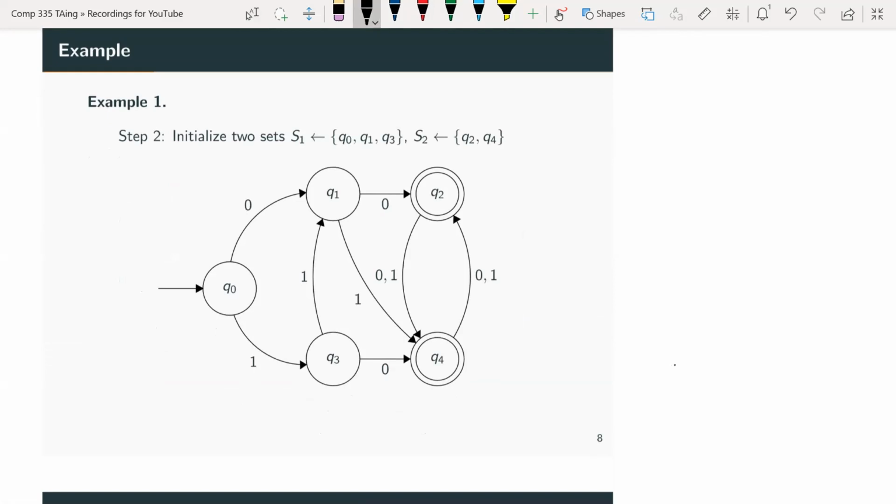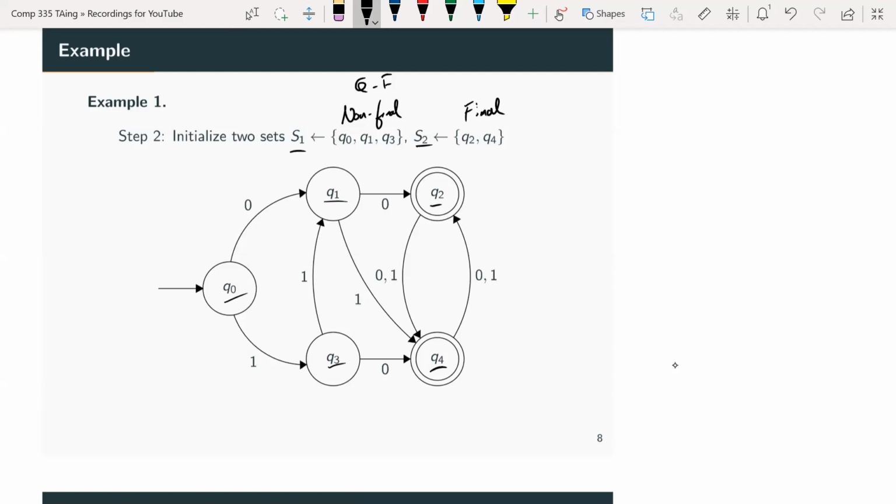What we're going to do now is initialize our two partitions, S1 and S2. Remember, S1 is the set of non-final states, or Q minus F. In this case, the non-final states, in other words the states that don't have a double circle, are Q0, Q1, and Q3. Then our second partition, S2, is for the final states, Q2 and Q4. So we have our two initial partitions, S1 and S2.